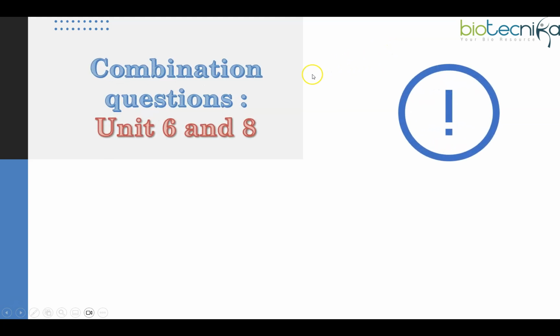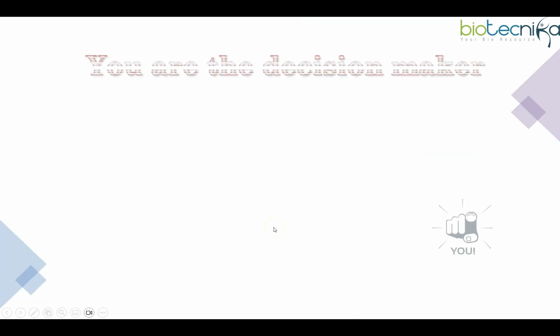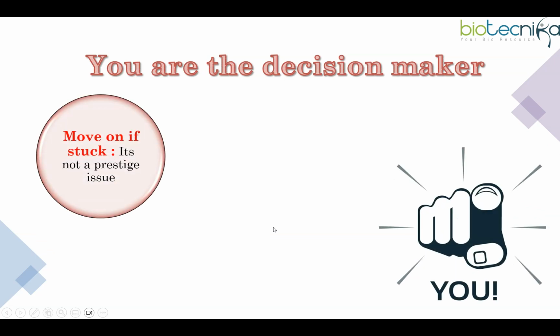So combination questions, as I told you, try to avoid. For example, this is a combination question from unit 6 and unit 8. In order to answer this question correctly, you need preparation of both these units. If you have not studied any one of them, then try to avoid. Okay, so you are the decision maker.